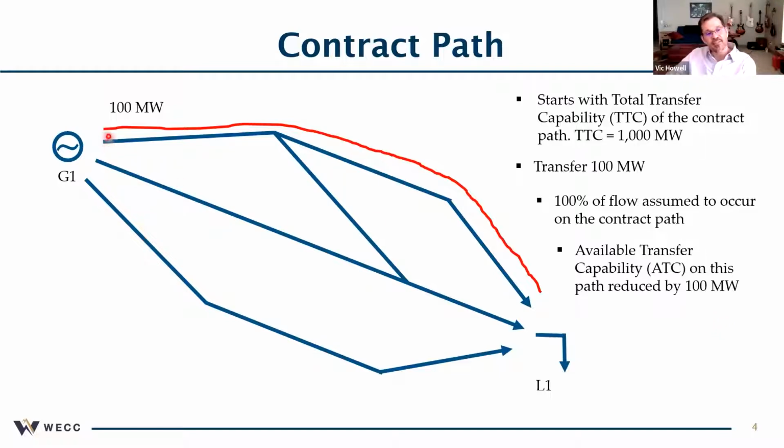Now, let's say that there is no available transfer capability along this path, but they still want to move power. They can say, well, if this is a contract path, is there any room on this path for me to move those megawatts?